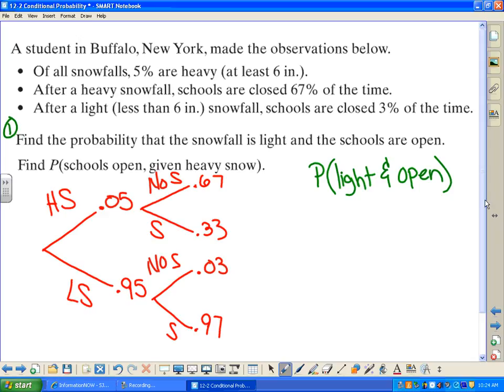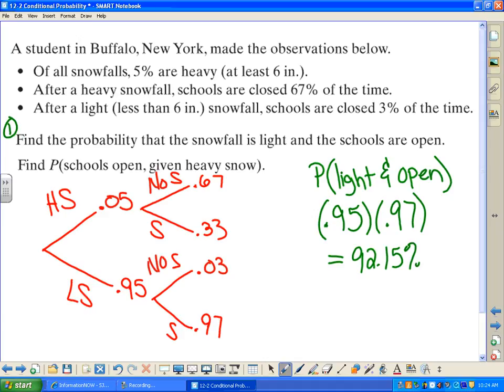All right. So, any ideas how I'm going to get that total probability? Yeah. All I have to do is take my 2 probabilities and multiply them together. So it's going to be 0.95 times 0.97, and that's going to give the probability that it's light and schools are open. And that is 92.15%? Is that what other people are getting? Okay.